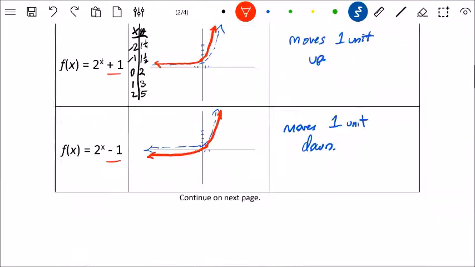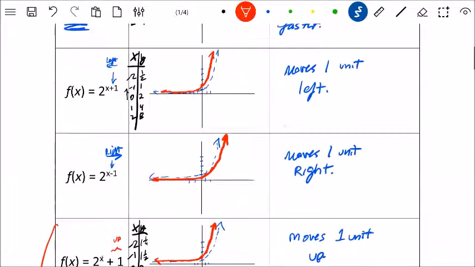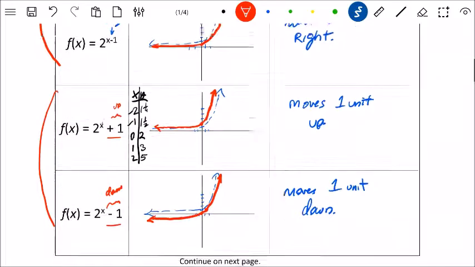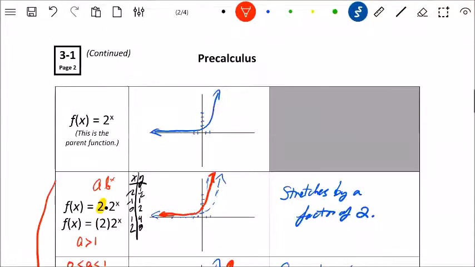And back here in the first page, these two go together because it's up or down, and it's simply the plus or the minus. And then these two go together because it's left or right, and it's with the x. So these are with the x, plus or minus, and these are outside of where the x is, plus or minus.